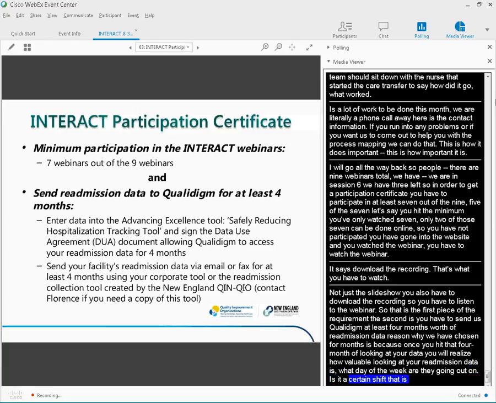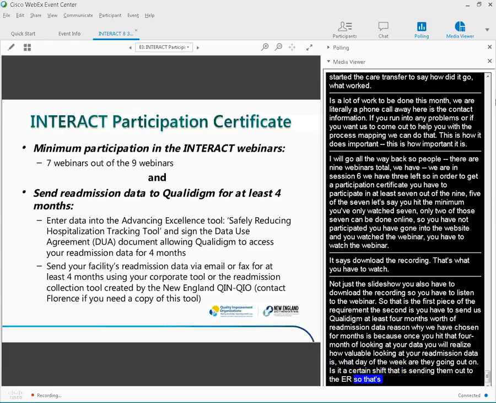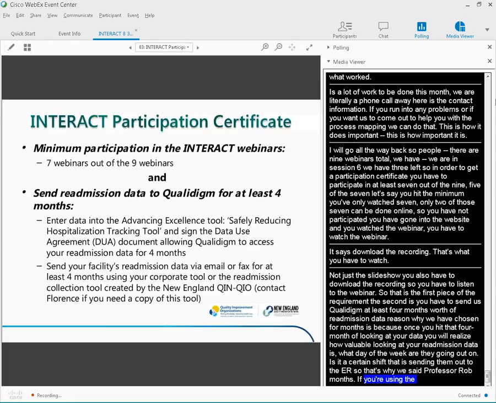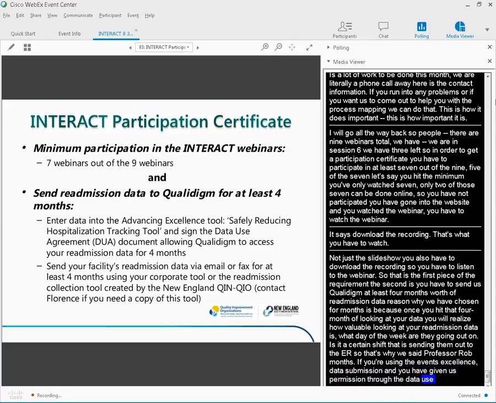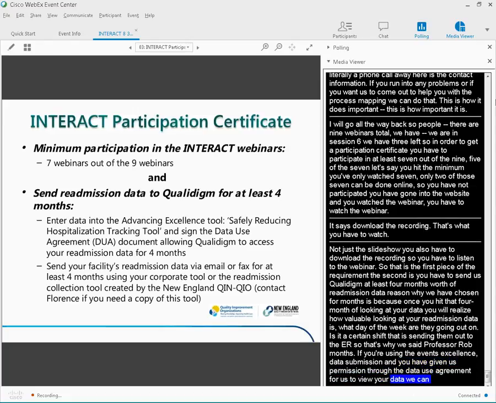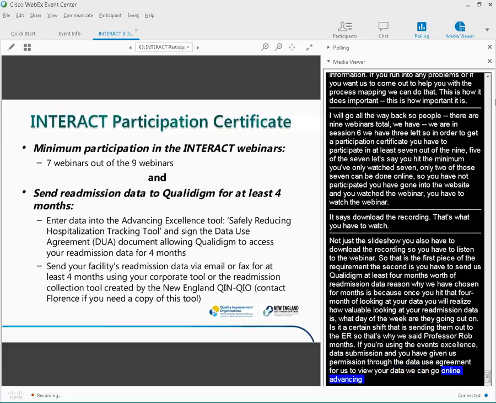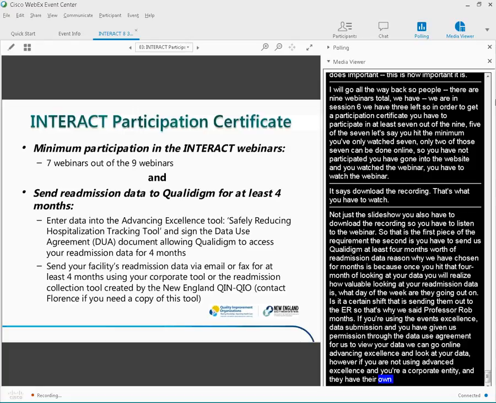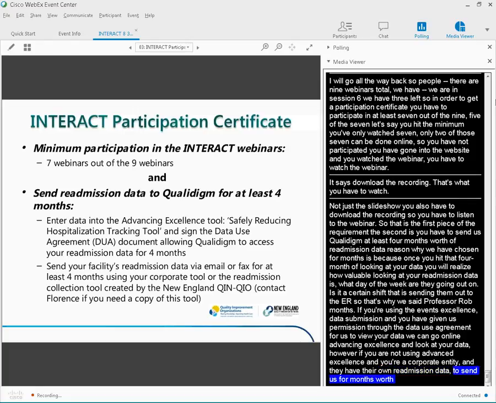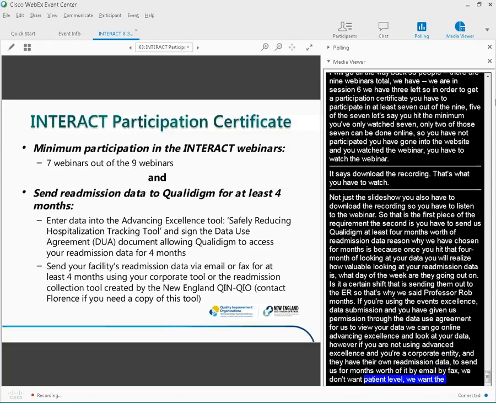Now, if you're using Advancing Excellence as your readmission tool data submission, and you have given us permission through the data use agreement for us to view your data, we can go online to Advancing Excellence and look at your data. However, if you're not using Advancing Excellence, and let's say you're part of a corporate entity and they have their own readmission data tool that they're using, just send us 4 months worth of it by email or by fax. We don't want patient level. We want the aggregate. What is your monthly readmission rate?